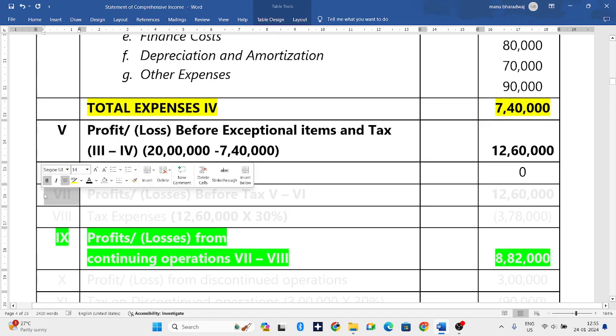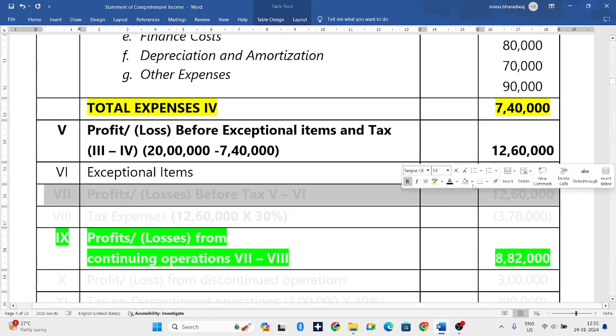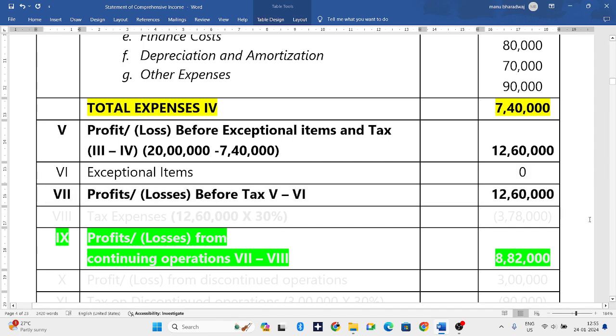After subtracting, we will get profit or loss before tax. It remains the same. So 12,60,000 minus 0 will be 12,60,000 only. From that, we have to reduce the tax expenses.